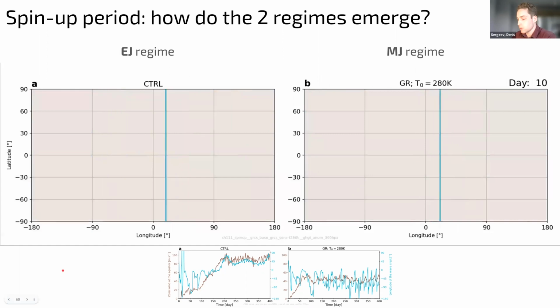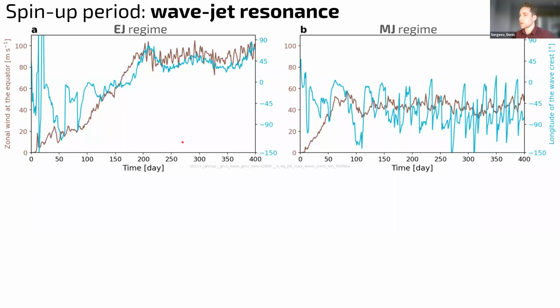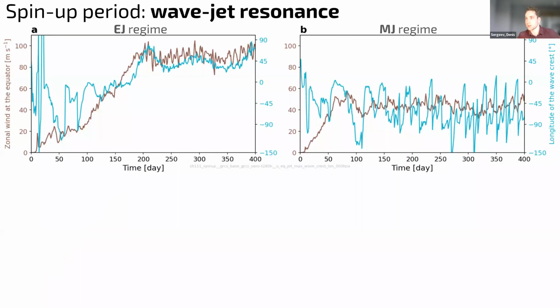Right. So this is the same plot again, but larger, and you can see that there's a perfect match between the longitude of the wave crest and the zonal mean maximal zonal wind at the equator. And there's a distinct difference between them. So what we see essentially here is wave-jet resonance.